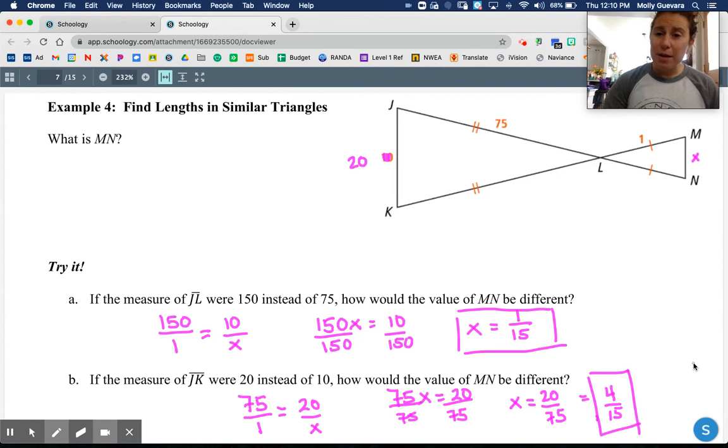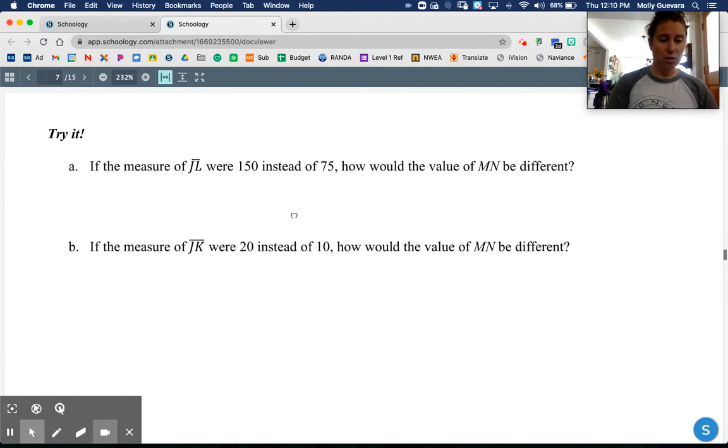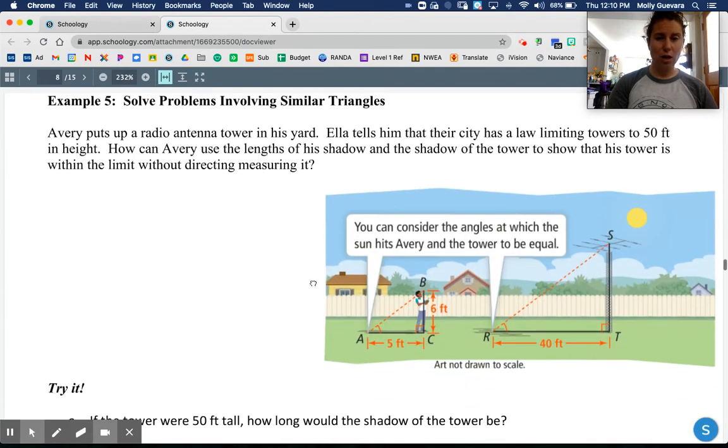So hopefully that makes sense, you guys. We're just setting up proportions, right? One side is proportional to one side. That has to equal another side proportional to the other side. They just have to be corresponding sides. So let's continue on. Same idea.